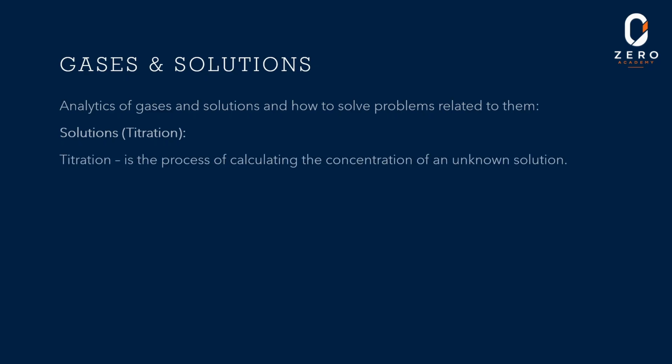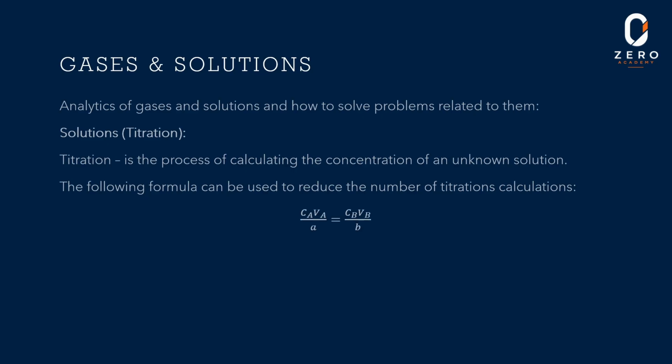Titration is the process of calculating the concentration of an unknown solution. The following formula can be used to reduce the number of titration calculations that we need to do in order to calculate that number of moles, or that concentration rather. We say CAVA all divided by A is equal to CBVB all divided by B, where A and B are our stoichiometric coefficients of compounds A and B respectively.